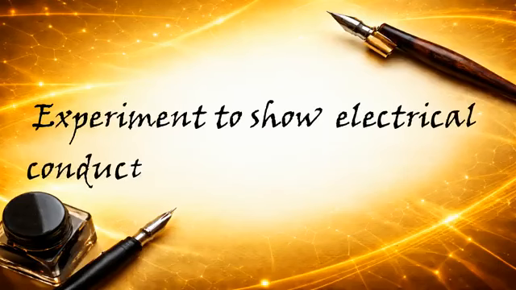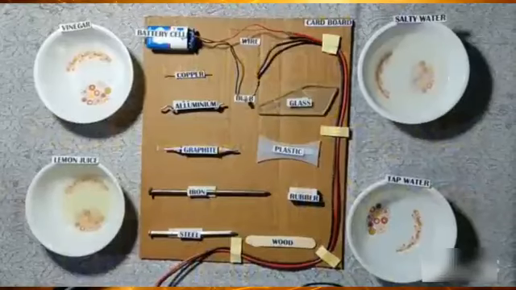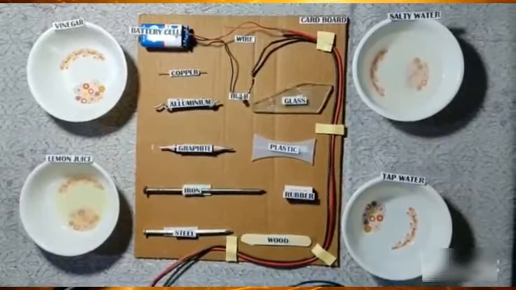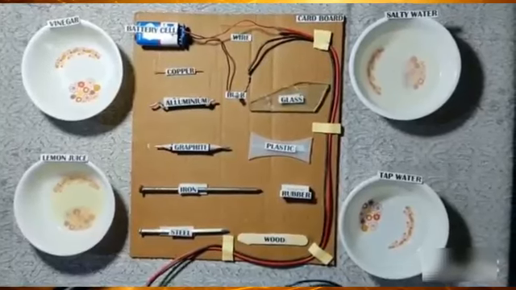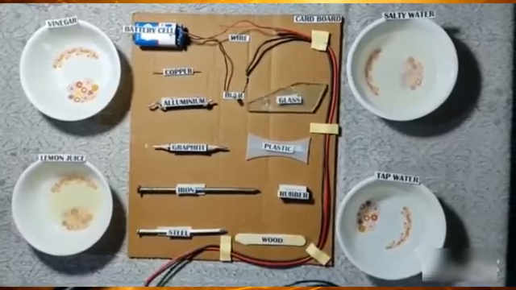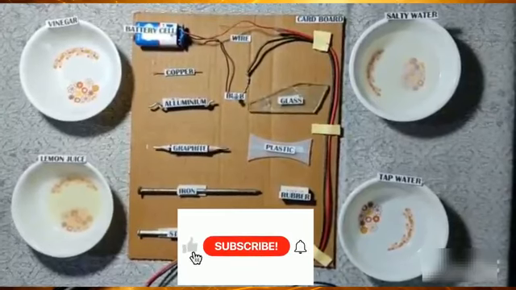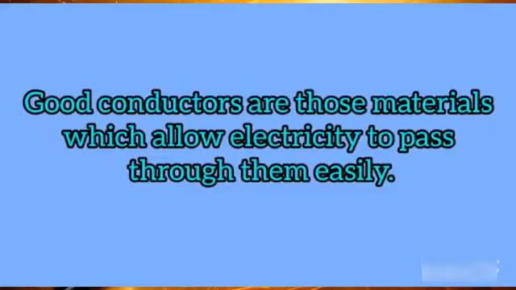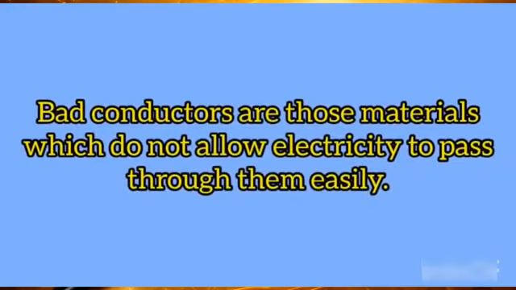Experiment to show electricity conductivity. In this video, I am going to demonstrate some matters which are good conductors of electricity and some other matters which are bad conductors of electricity. Good conductors are those materials which allow electricity to pass through them easily, whereas bad conductors are those materials which do not allow electricity to pass through them easily.